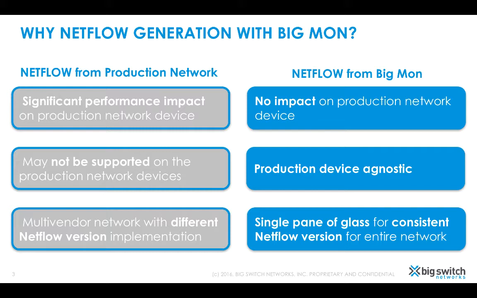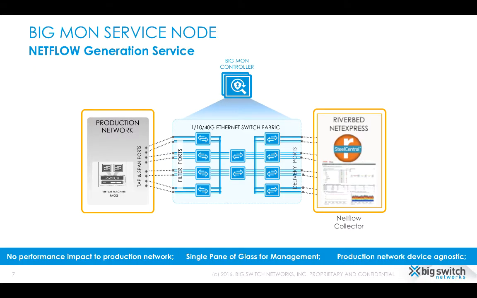On the other hand, BigMon NetFlow generation service alleviates existing production NetFlow generation challenges by providing a simple, scalable, centralized way of generating NetFlow records without any impact to the production network. The BigMon service node is used to generate NetFlow records for all of your production network traffic and send them to one or more NetFlow collectors for analysis. With that, let me demonstrate BigMon NetFlow generation service.